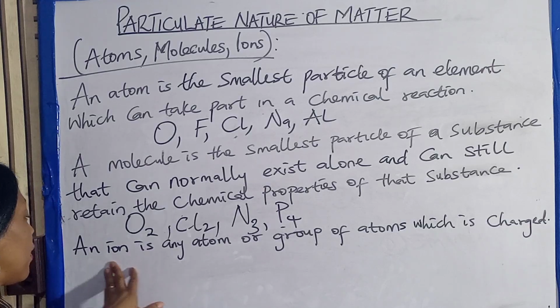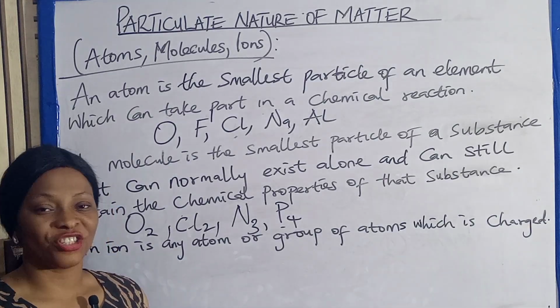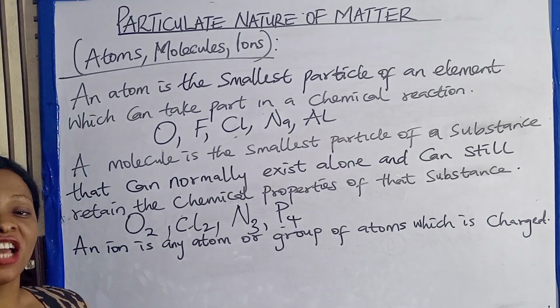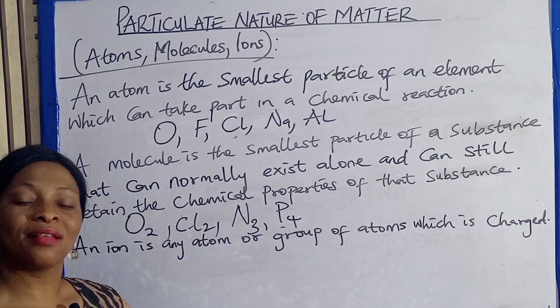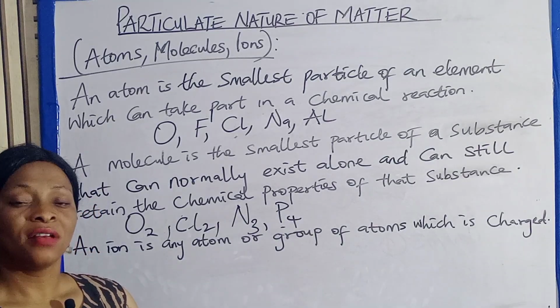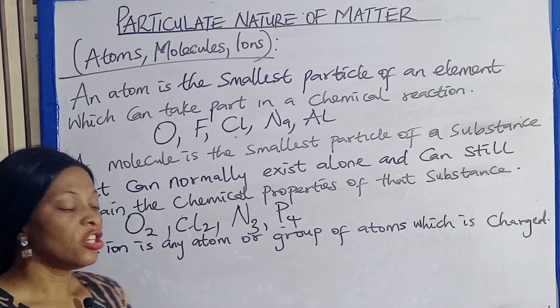Then we also have an ion. It is any atom or group of atoms which is charged. Once you have a charged atom, you call it an ion. Charge means that it is positively or negatively charged.